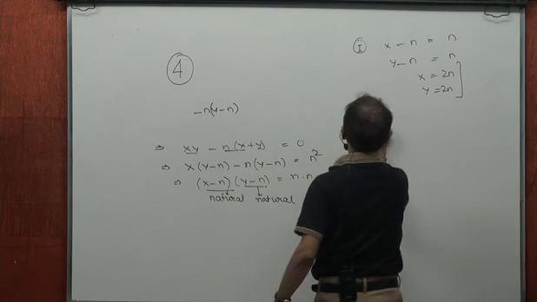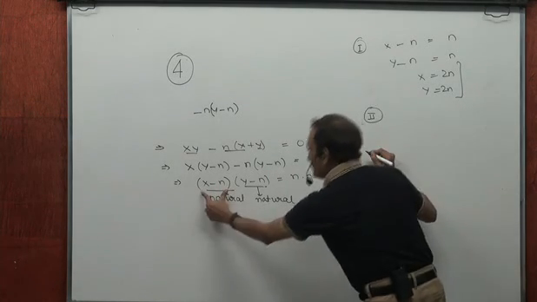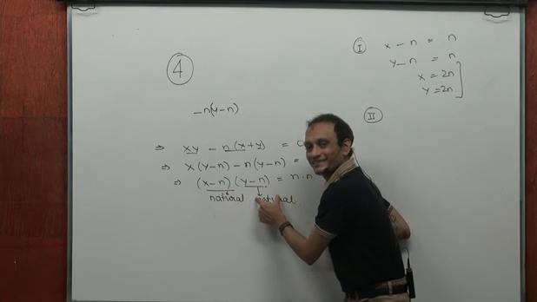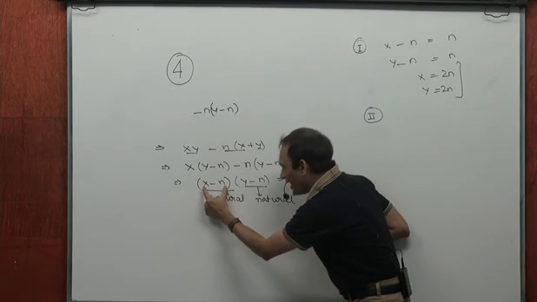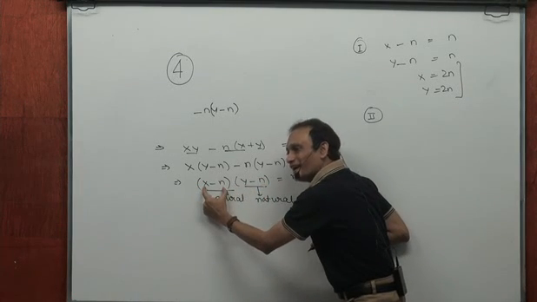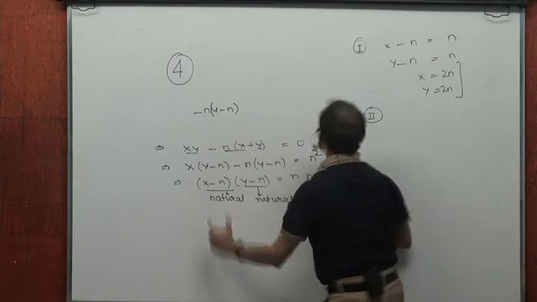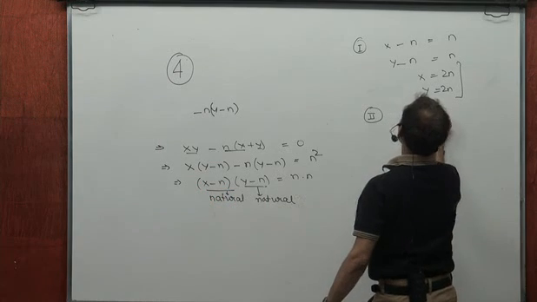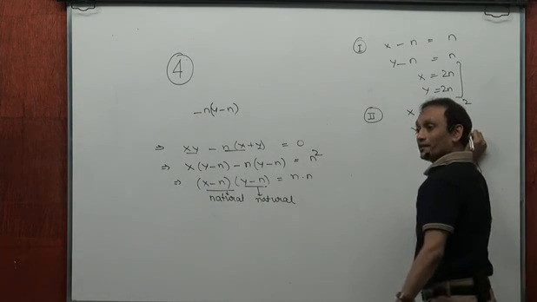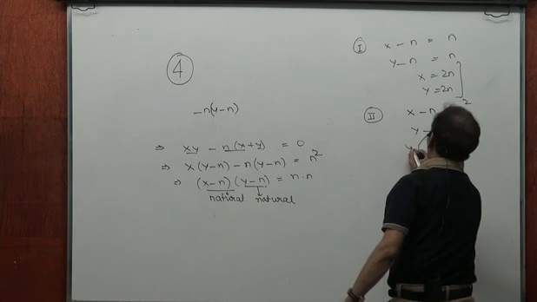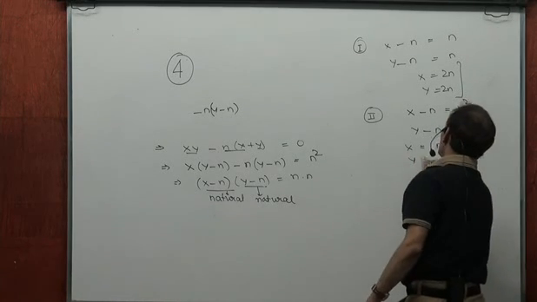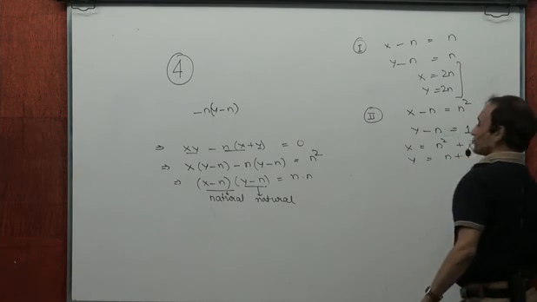2. Between the two, one of them could be n squared, the other one could be 1. This could be n squared and this could be 1, or this could be n squared and this could be 1, isn't it? So possibility 2, x minus n is n squared, y minus n is 1. So this will give me x equal to n squared plus n and y equal to n plus 1.